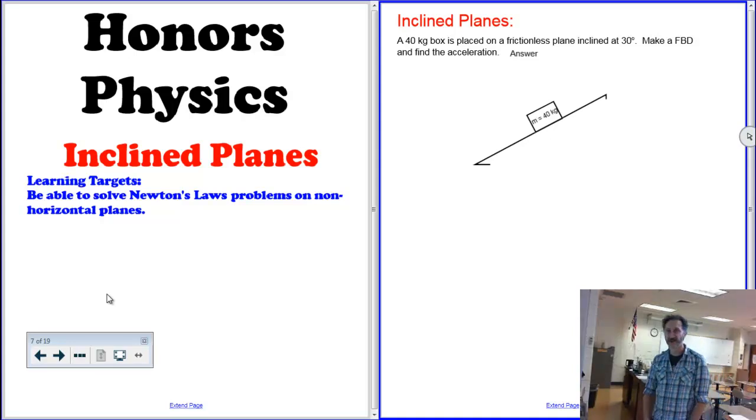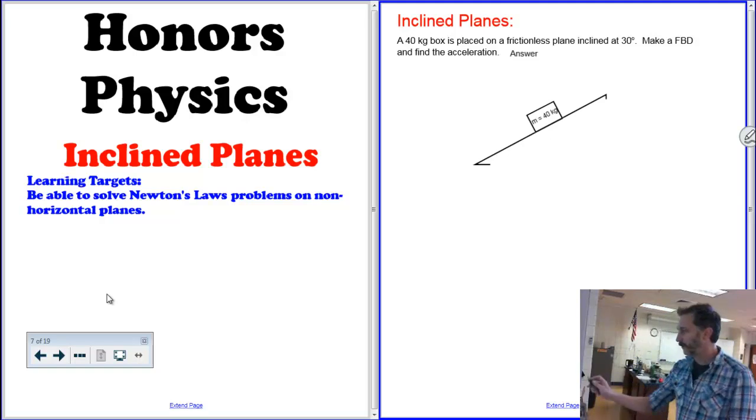All right, welcome to today's lesson. We're going to be learning today about inclined planes. All right, so learning targets. Once again, we're basically just going to be learning how to solve more Newton's laws style problems. These ones will occur on slanted surfaces. Okay, so here's the deal.